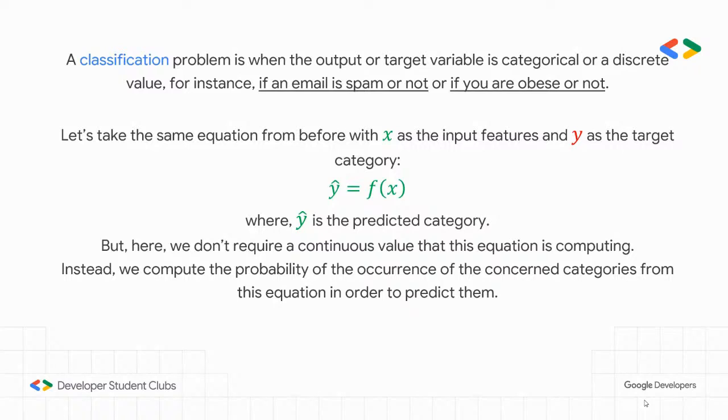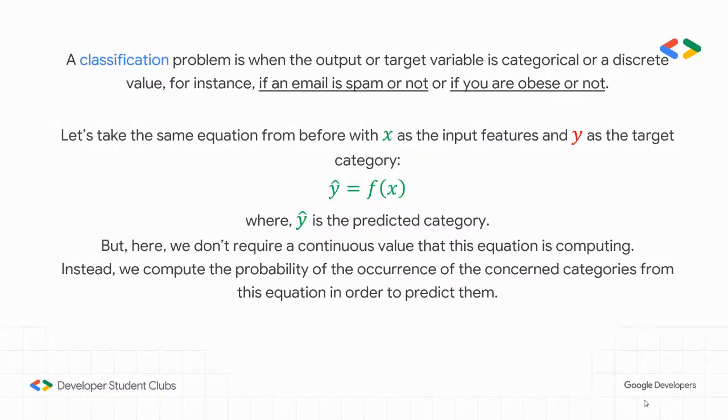For instance, if you have a problem statement where you need to predict if an email is spam or not, your target variable will be spam or not spam. This is what a classification problem is. Same is the case with another problem, for example, whether you are obese or not. So the target variable will be obese or not obese. So this is what a classification problem is.